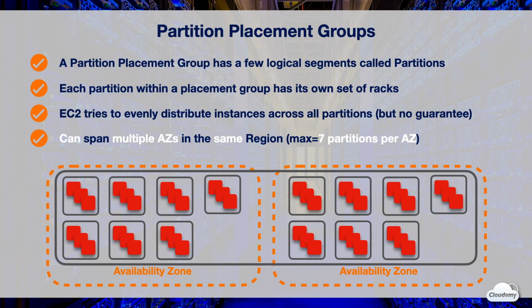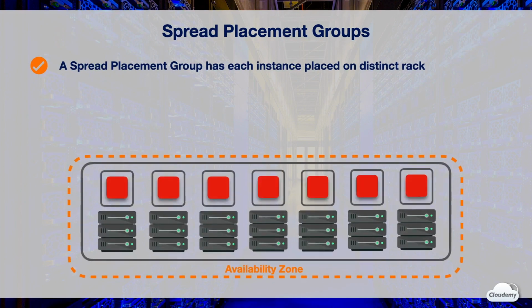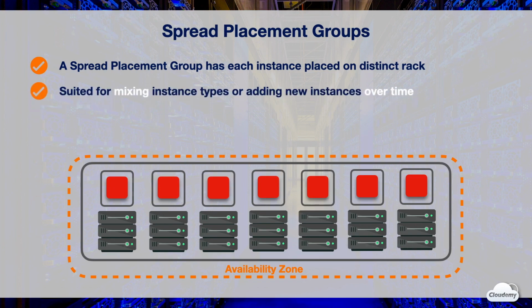A spread placement group is a group of instances where each instance is placed on a distinct rack, with each rack having its own network and power source. Spread placement groups are recommended for applications with a small number of critical instances that need to be running on separate hardware. Launching instances in a spread placement group reduces the risk of simultaneous failures. Spread placement groups are suited if you want to launch a mix of instance types, or add new instances in the placement group over time.